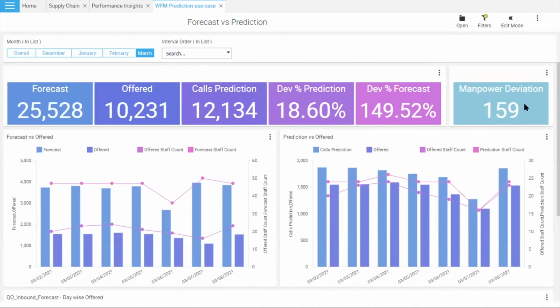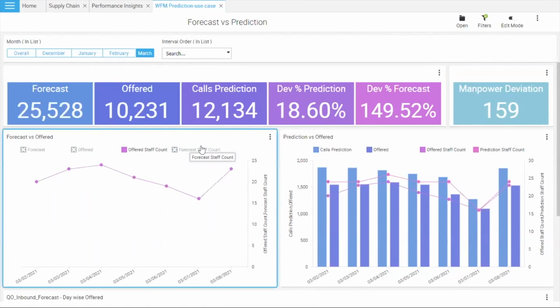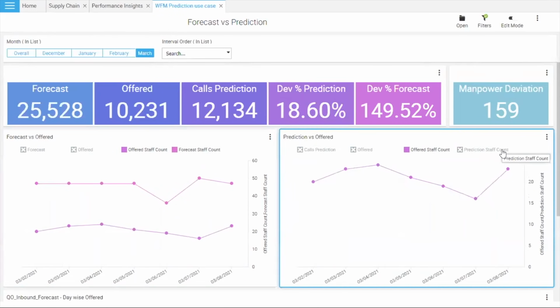Therefore, it saved about 159 manpower for the business. Now, that's a huge number to save. If you look at the variance here, I would just show you the variance of the offered and the prediction staff count. So you look at the variance.